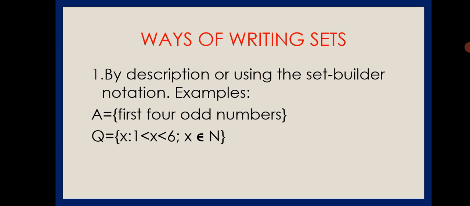1. By description or using the set builder notation. How is it done? Example, A = {first four odd numbers}, or Q = {x : x is greater than 1, less than 6, x belongs to N}.